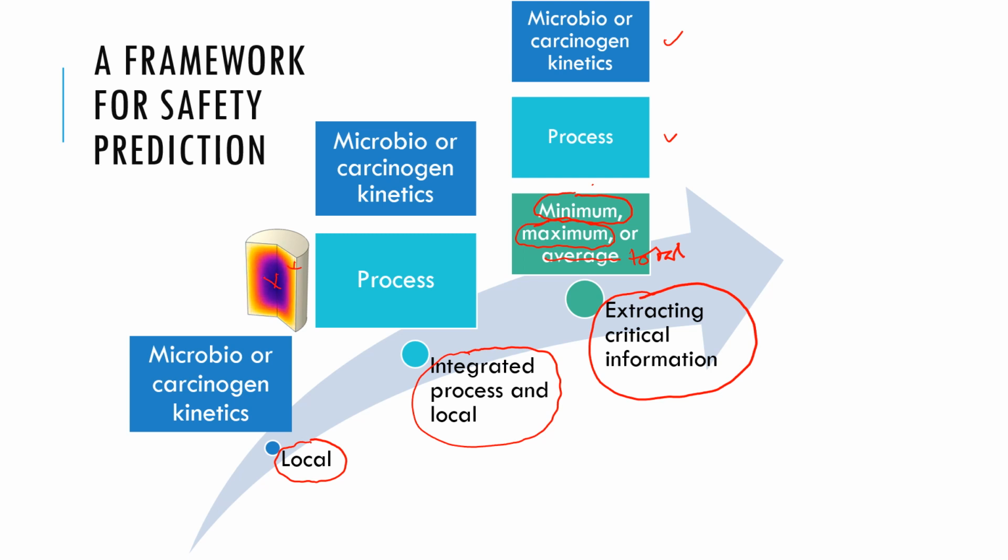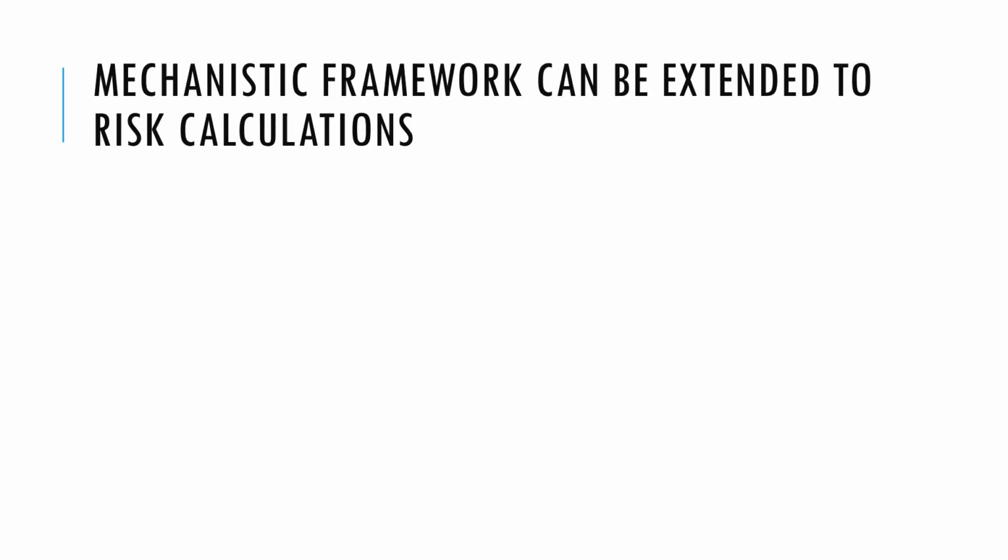So what we are showing in this slide is the mechanistic framework for food safety prediction in a very conceptual way. It can accommodate many different types of process or many different types of bacterial physics or carcinogen physics. The mechanistic framework that we just discussed can be nicely extended to what's known as risk calculations or food safety at a higher scale by combining the framework with additional information.